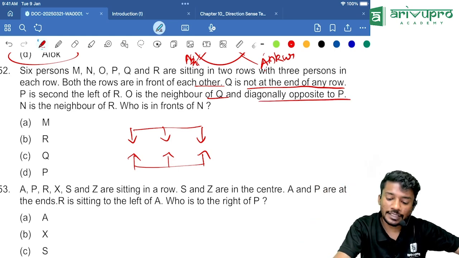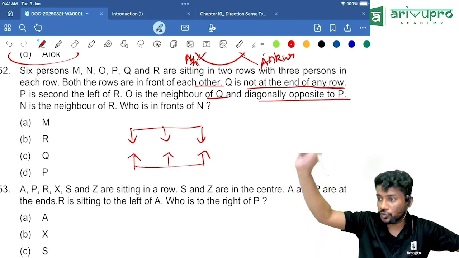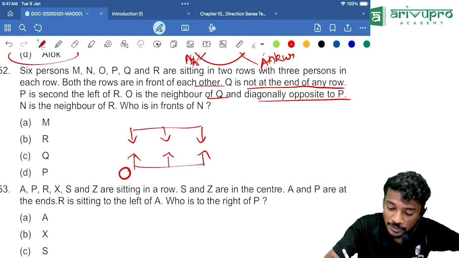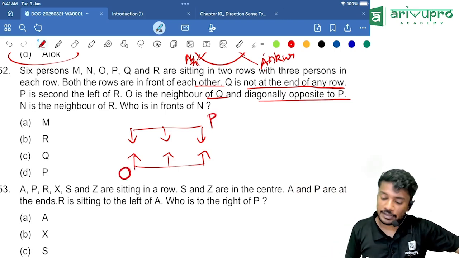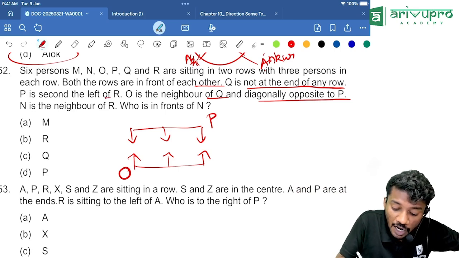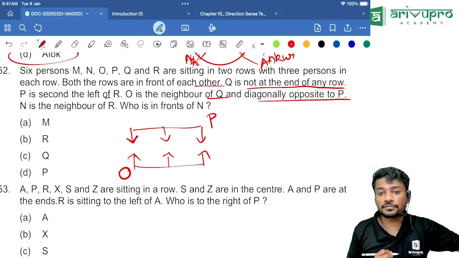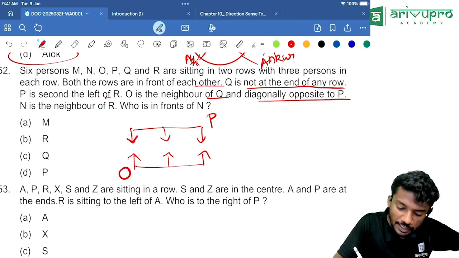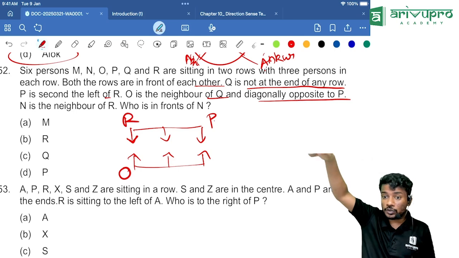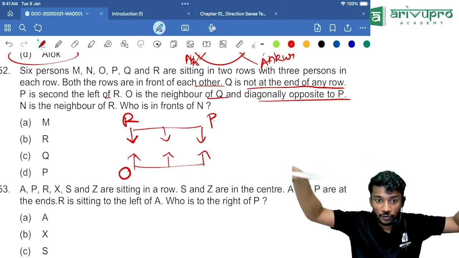O. Yes, O is diagonally opposite to P. I am just assuming one. I am drawing one thing. If O is sitting here, P will be sitting where? P is diagonally opposite. Then what is happening? P is second to the left of R. Is this correct? They are looking towards south. So correct, R is here. P is second to the left because they are looking to the south. Think that way.